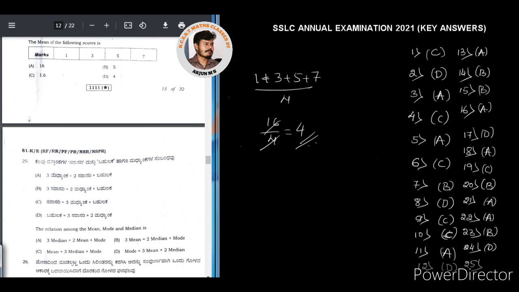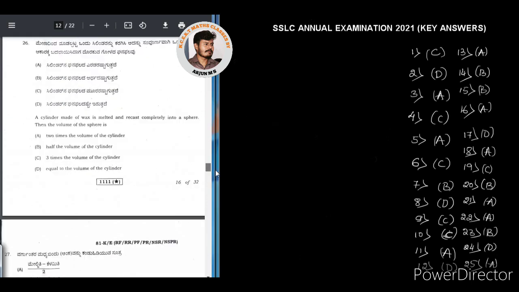So now take down 25th question. The relation among the mean, mode and median is. So this is a maximum times repeated question in your preparatory examination also. 25th question. Here the answer is 3 median is equal to 2 mean plus mode. That's why option A is correct. So take down next question, 26th question.